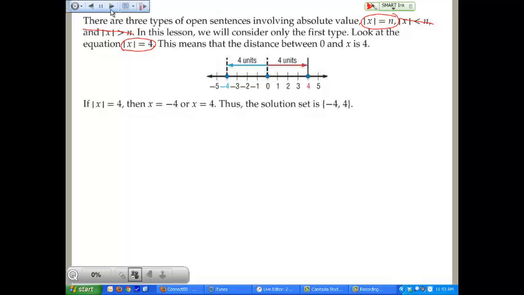And we know that since the absolute value of x is equal to 4, then the distance between 0 and x is 4, as indicated on that graph. Therefore, your x value could be negative 4, or it could be positive 4. Either one is a perfectly legitimate answer, and we have to include both of them in our solution set.